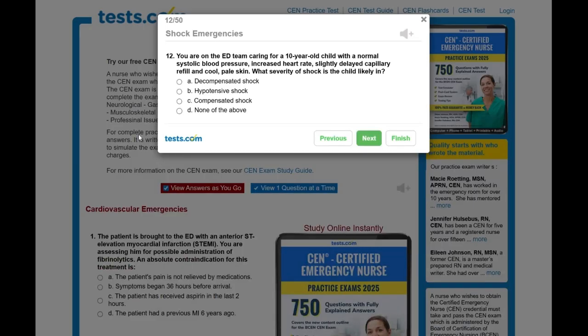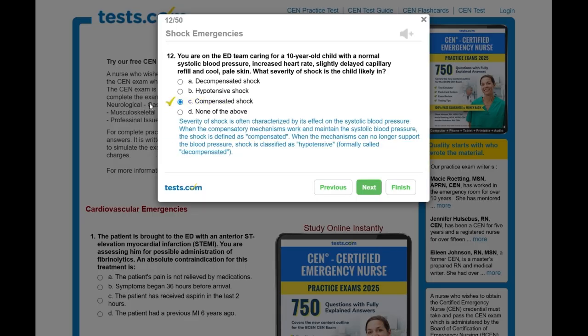Question 12. You are on the ED team, caring for a 10-year-old child with a normal systolic blood pressure, increased heart rate, slightly delayed capillary refill, and cool, pale skin. What severity of shock is the child likely in? A. decompensated shock. B. hypotensive shock. C. compensated shock. D. none of the above. C. compensated shock.